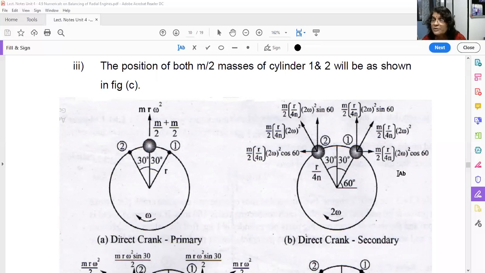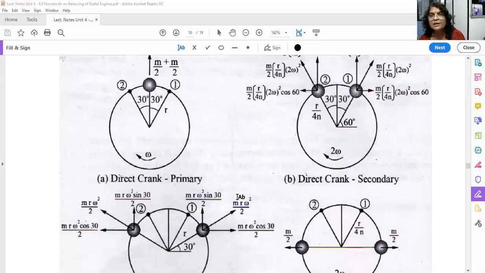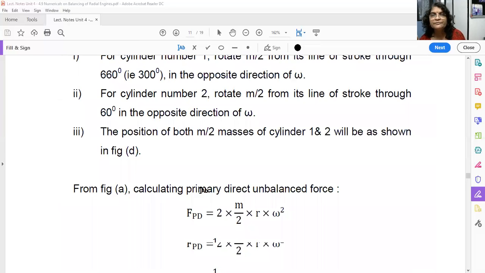Okay. And what is the magnitude of the secondary unbalanced force? Mr omega square upon n, or you can write m r upon 4n into 2 omega square. Okay. So these two components are balanced. What is remaining now? The vertical component of this cylinder and the vertical component of this m by 2. This plus this will give you the total unbalanced direct secondary force. Okay. So how much is it?